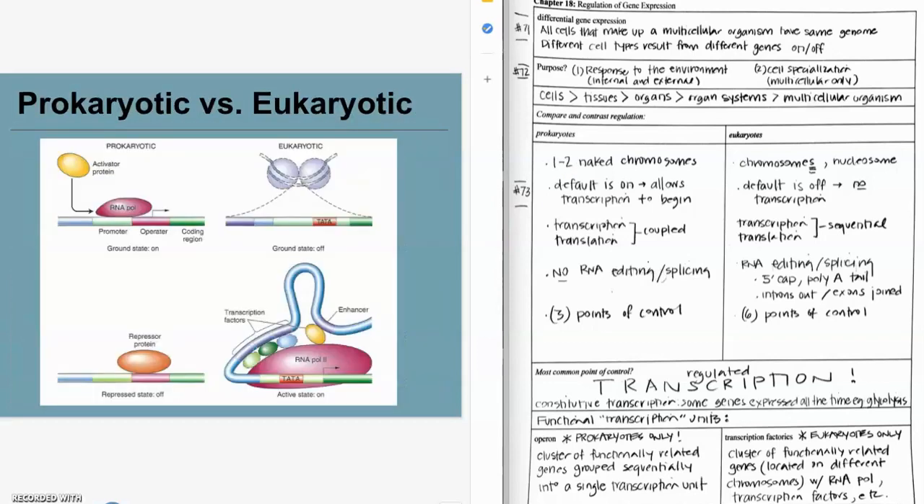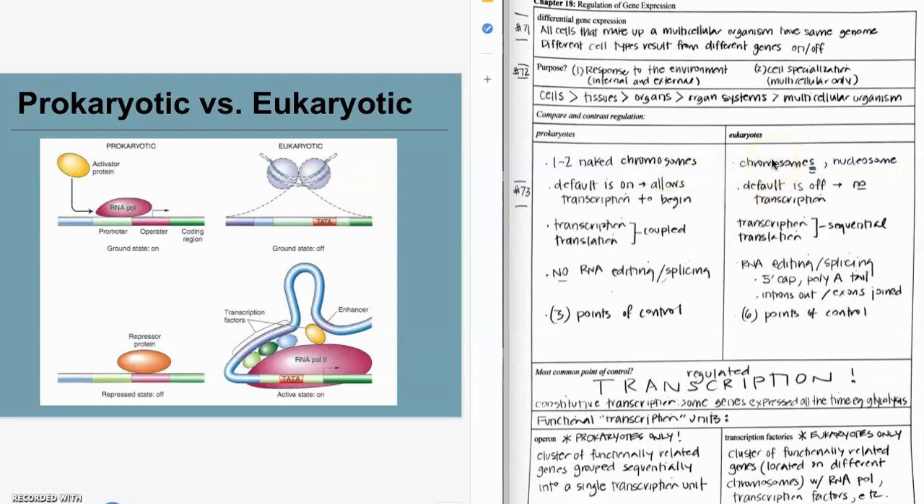What I want to talk about next is a brief comparison between prokaryotic and eukaryotic cells. A little bit of review, a little bit of new layered on top of that. We've talked about this many, many times. Remember, in prokaryotes, let's organize here in this table, we have 1 to 2 naked chromosomes, meaning that they're not wrapped around histone proteins. They're just chromosomes that are supercoiled.